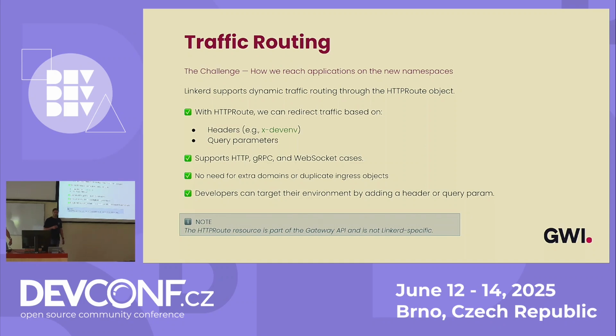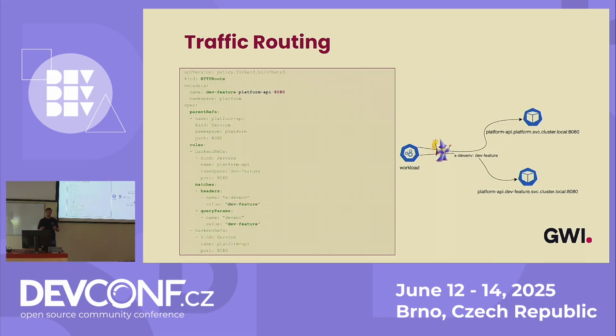Our next question was how we were going to send the traffic to the new version of the service. We checked that Linkerd supports dynamic traffic routing through the HTTP route object, and this object can redirect traffic through headers and query parameters. And this was sufficient for our case, since we would like to support the HTTP, gRPC, and WebSocket protocols. So what the developer needed to do is add, let's say, an extra header on their request without having to create extra domains or ingresses.